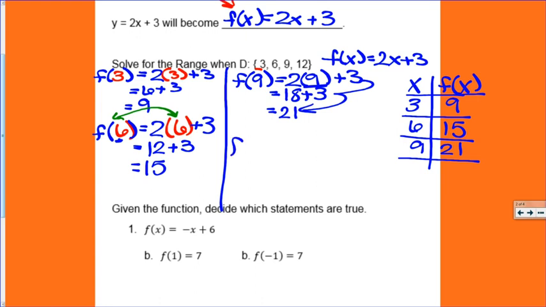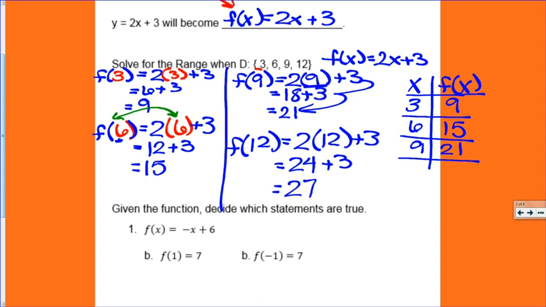Okay? And then last we have f of 12. So substitute 12 in for x, and then add 3. 2 times 12 is 24, plus 3 is 27. So when my input is 12, my output is 27.